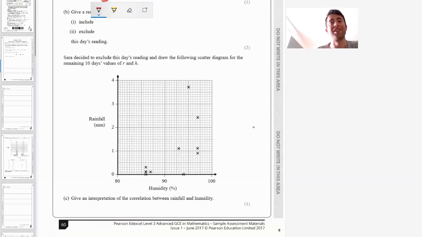This next one is about interpreting the correlation shown in this scatter diagram. I think I mentioned this in paper 1. I know I mentioned it in paper 1. Whenever you see the word interpret in a maths exam, it means that you need to refer to the real life context. So in your answer to this, you need to give some explanation as to what it shows about rainfall and humidity. You need to mention both of those words.